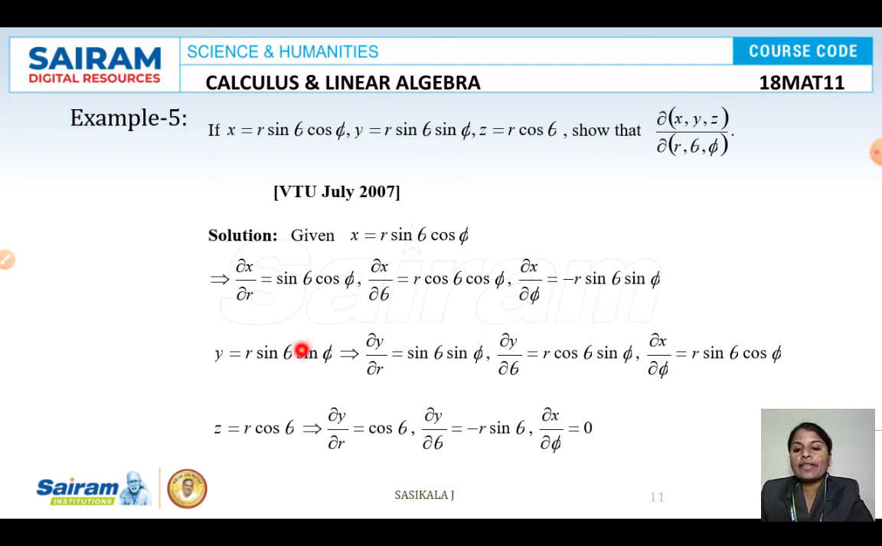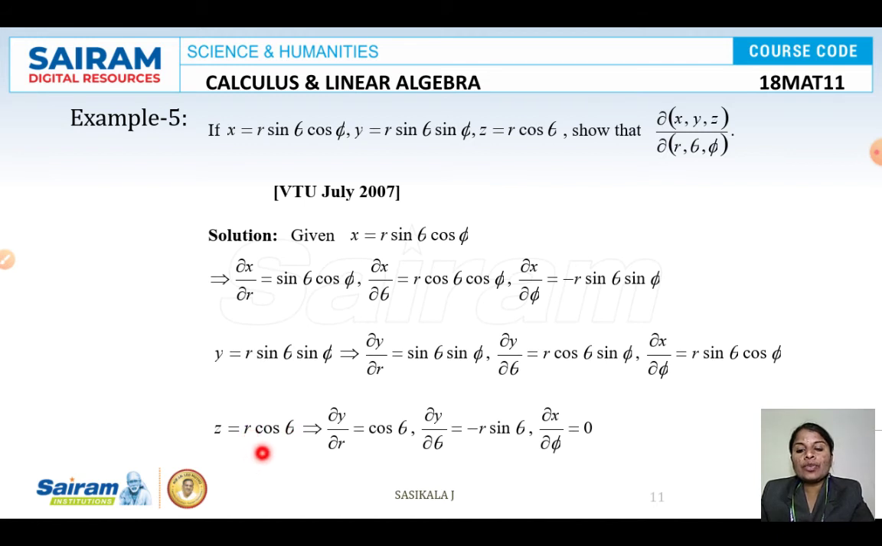Fine. Next we can go for the y function. y is equal to r sin theta sin phi. Dou y by dou r is equal to sin theta sin phi. Dou y by dou theta is equal to r cos theta sin phi, similar to the first one. And here, r sin theta cos phi I will get.